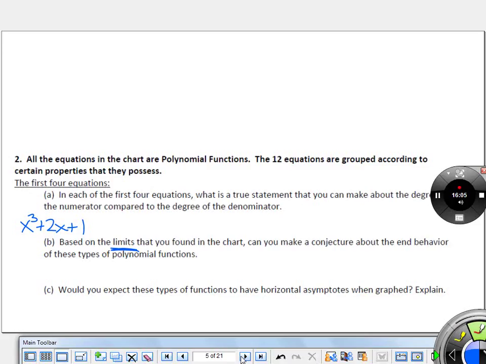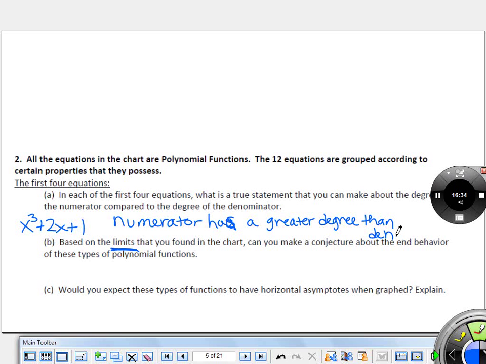A, in each of these first 4 equations, what's a true statement you can make about the degree of the numerator compared to the degree of the denominator? So what did you guys figure out? John? Good. So in this first section of equations, the numerator has a greater degree than the denominator.